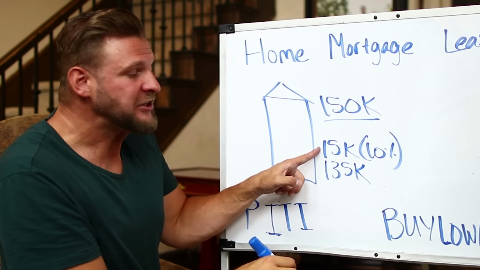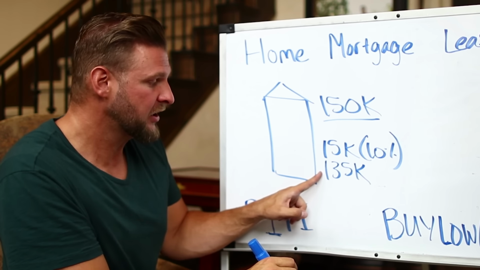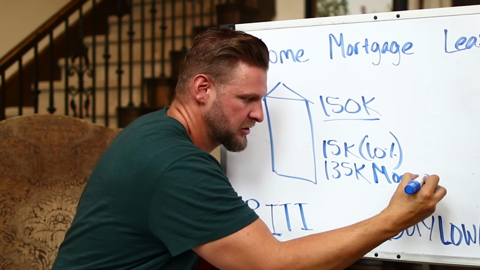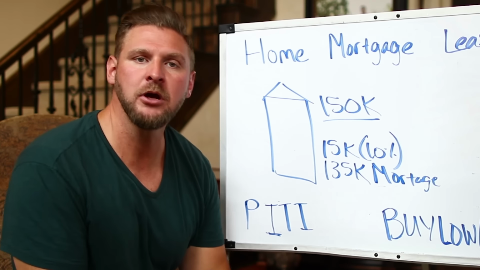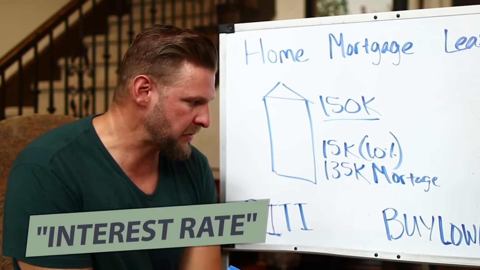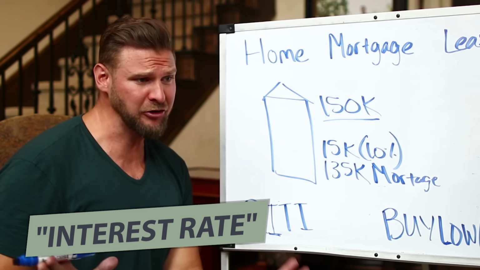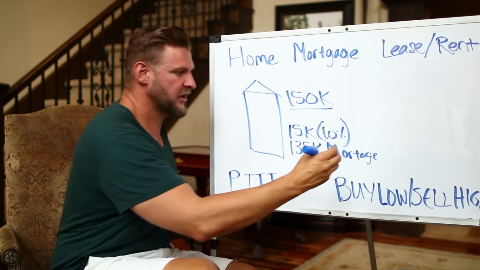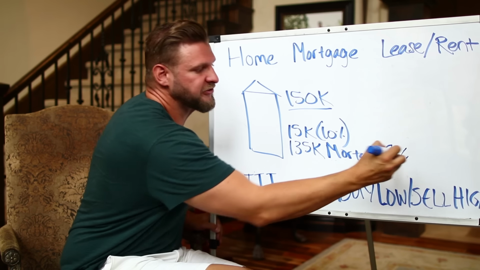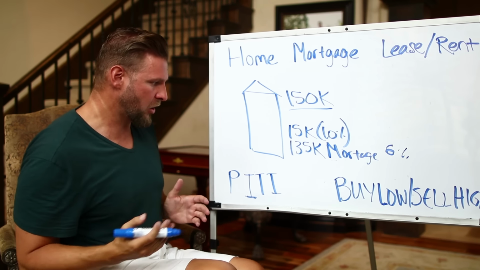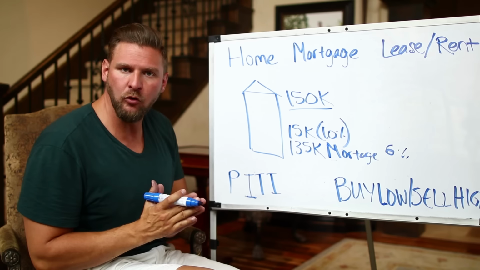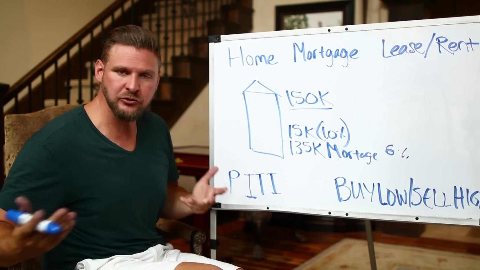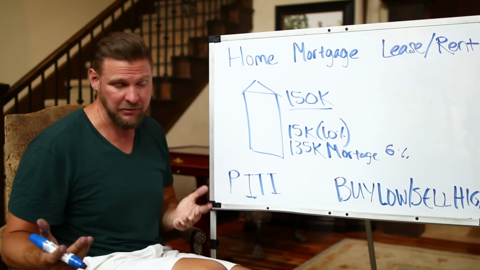So I put $15,000 of a down payment, and there was a $135,000 mortgage. Now that mortgage is going to come with an interest rate because the bank's going to say, we're not giving you our money for free. You've got to pay that back over time plus interest. So the bank says, we're going to do a 6% interest rate. And you're thinking, okay, if I'm paying this back over 30 years with that interest rate, they'll do some math and tell you essentially what your payment's going to be.